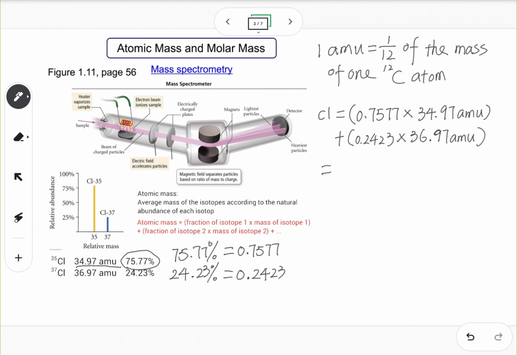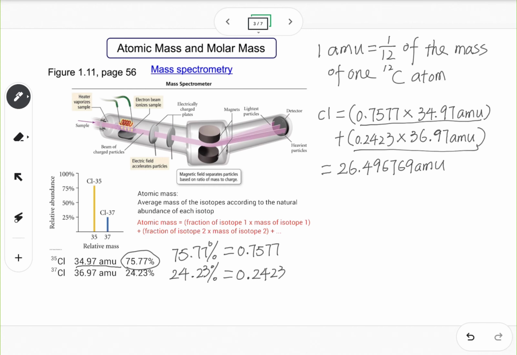Okay, so I'll calculate this part and this part, and then I'll add them together. For this part, if you do the calculation, that will give you 26.496769 AMU. You can keep as many digits as you want, but you have to highlight the digit with the right significant figures or decimal place.